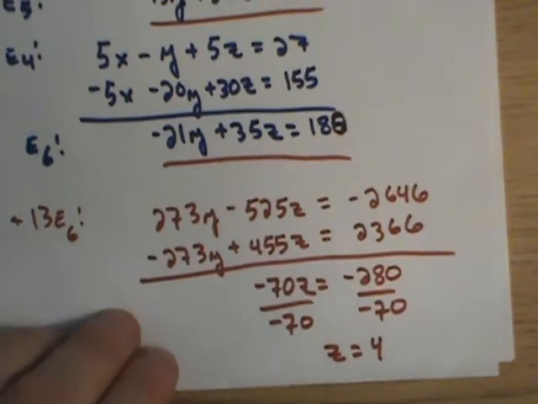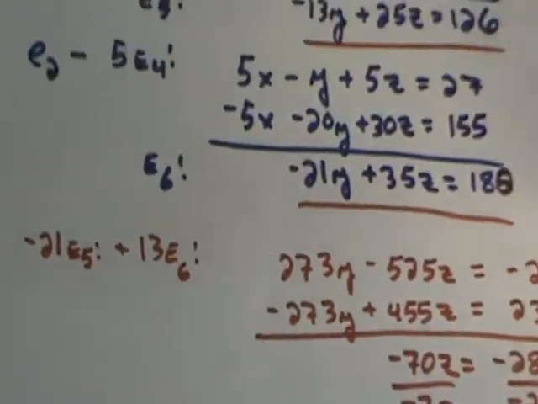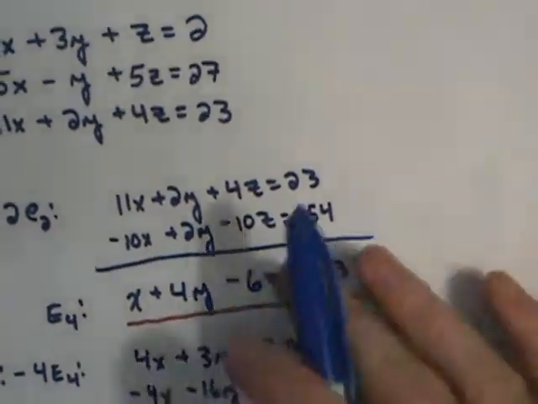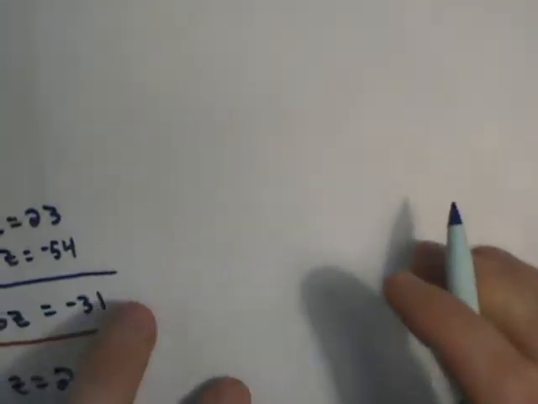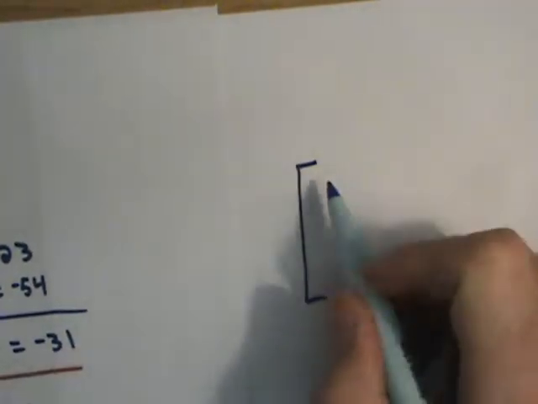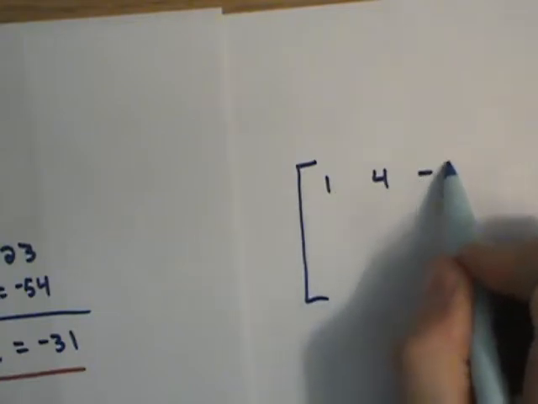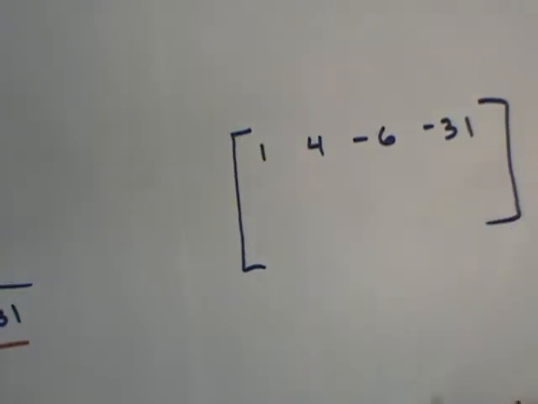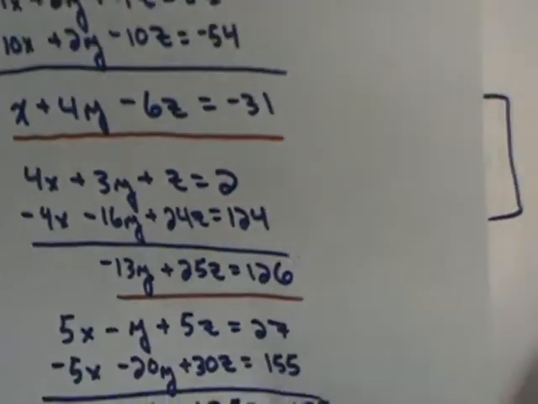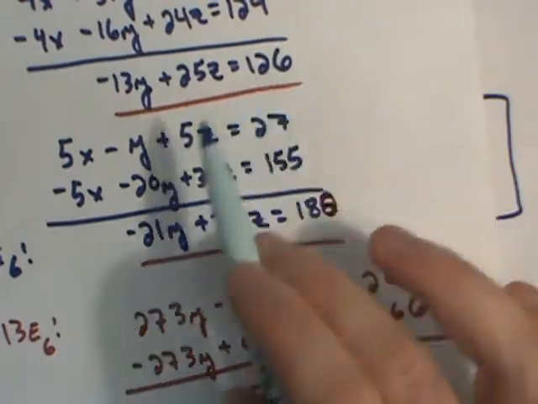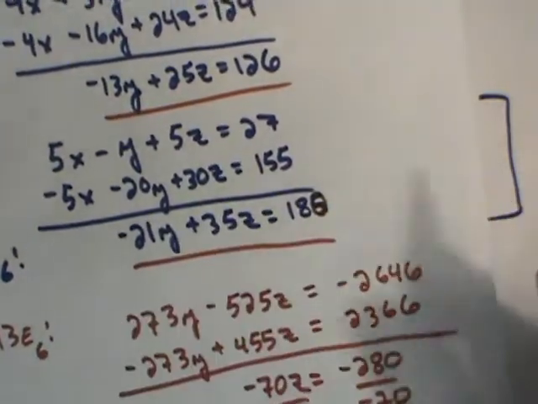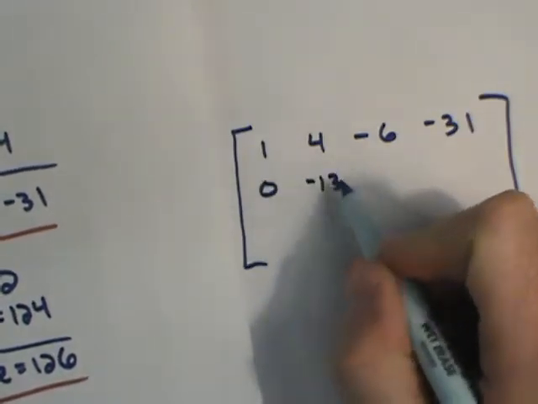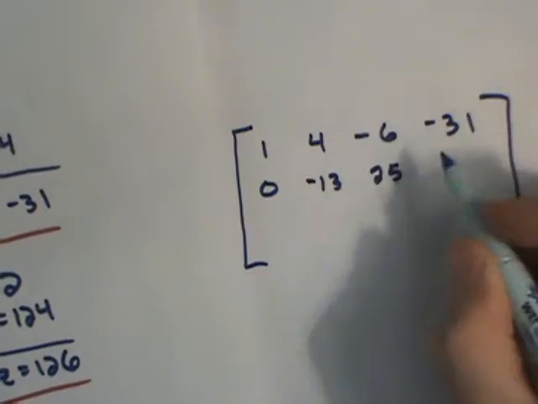Now, let me clean up the work a little, and I'll try to explain what I'm doing here. So I'm going to take this first equation, and I'm going to write it as a matrix. So this would be 1, 4, negative 6, and negative 31. There's the first line of my matrix. I can take either one of these equations that had 2 variables, either take equation 5 or equation 6, it doesn't matter, and I can plug that in there. So that would be a 0, a negative 13, 25, and 126.